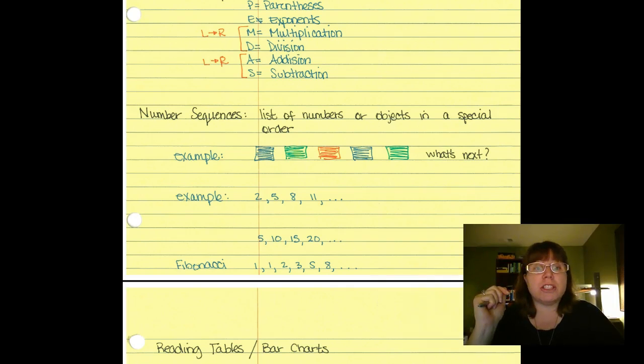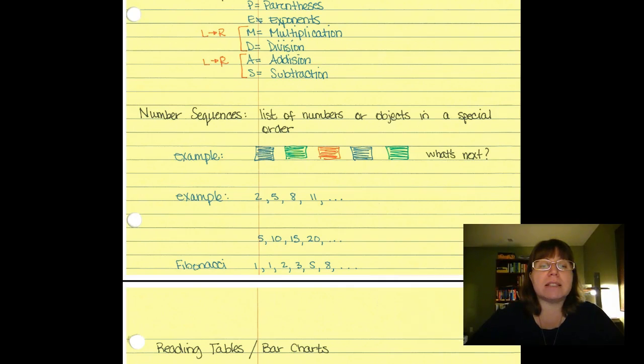Now there is a very special sequence out there that happens a lot in nature. It's called the Fibonacci sequence. I give you the first two numbers, which would technically be 0 and 1. And then to get to the next number, you add those two previous numbers together. So what's 0 plus 1? Well, 0 plus 1 is 1. So my sequence is 1 and 1.